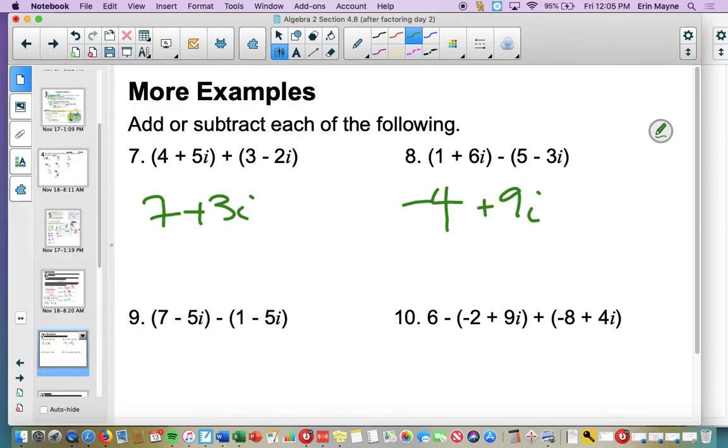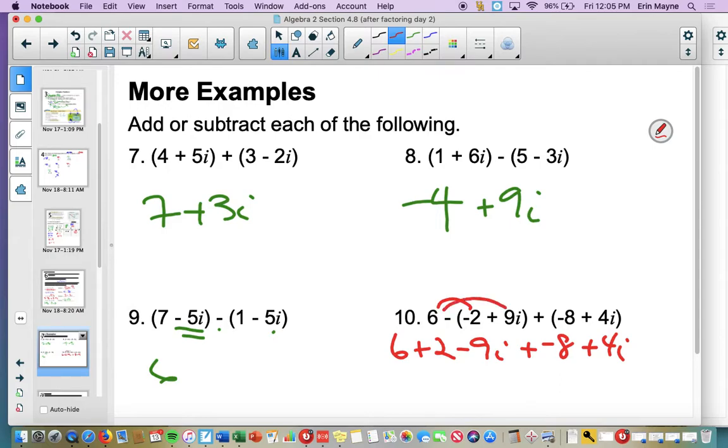My answer here in number 9 is 6. Notice that just has a real part. Why? Because this is negative 5 and this is plus 5i. Again, don't hesitate to write out the steps if you need to. Even on number 10, I prefer to. This is 6 plus 2 minus 9i plus negative 8 plus 4i. This distributes here and here. So I have plus 2 minus 9i. I can put the 6 and the 2 together, that's 8. 8 minus 8 is 0. So that real part is gone, leaving me with a pure imaginary number, negative 5i.